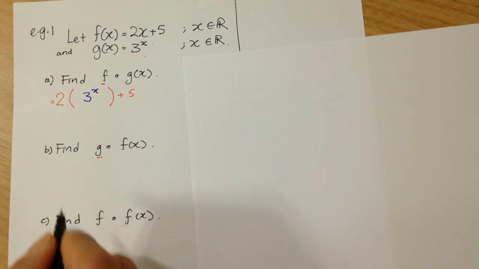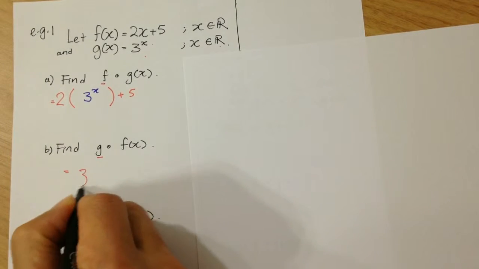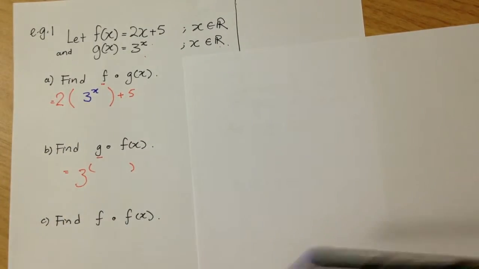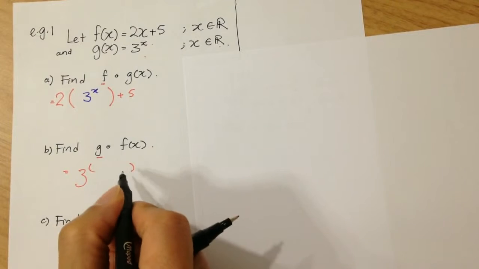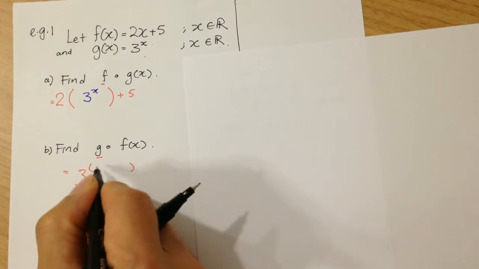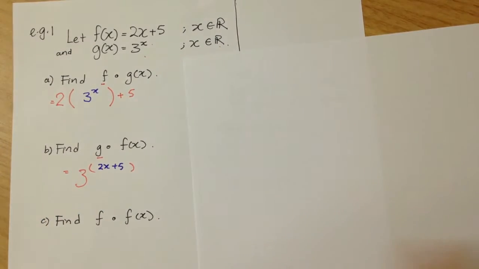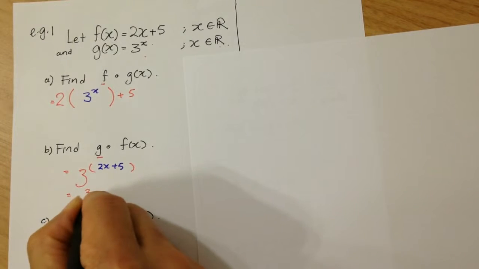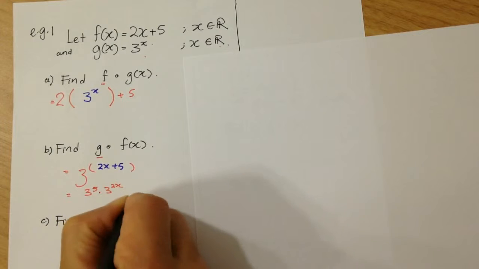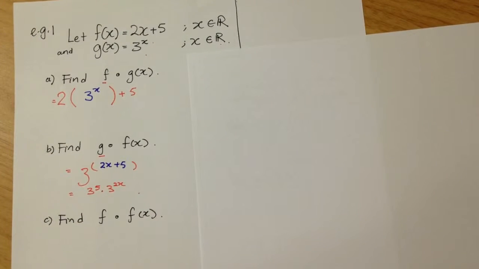Next, g of f of x. So now we will write the g first. That is 3 to the power, and the power is now written in a bracket because x is written in a bracket, and in here we put in the output of f, which is 2x plus 5. And you can simplify this slightly more. It's 3 to the power of 5 times 3 to the power of 2x, for example.